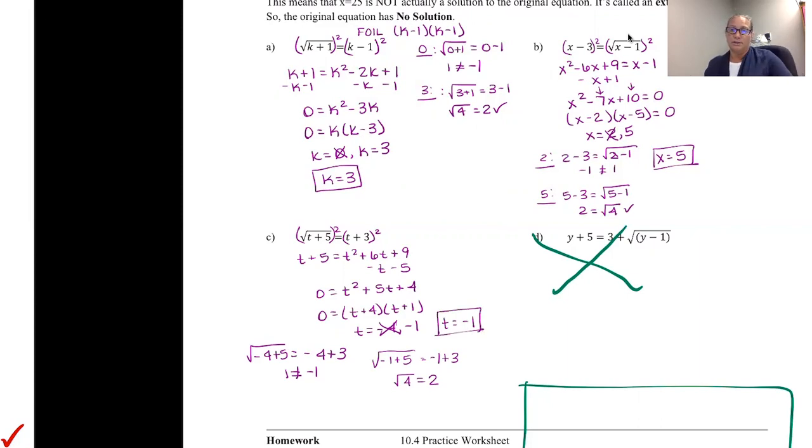Remember, if you have questions, put those in your questions box. One other thing I want to share with you before we go, and that is if both of your solutions are extraneous, the answer to the question will be no solution.